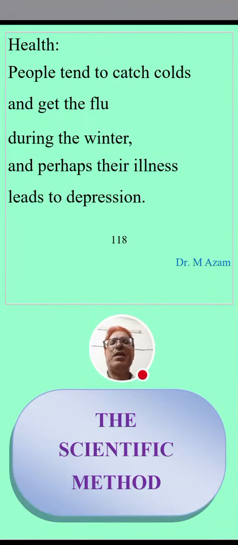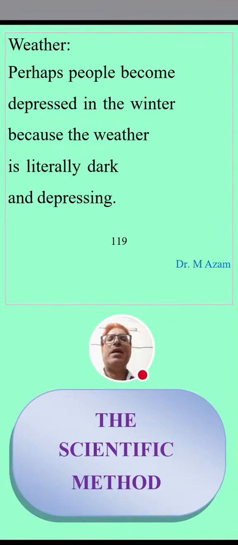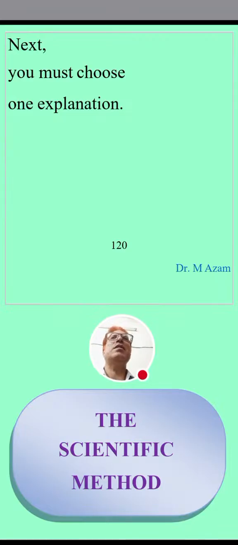The first variable is health, and the health explanation. People tend to catch colds and get the flu during the winter, and perhaps their illness leads to depression. So maybe it is their illness that leads to gloomy mood, bad mood, or depression. Maybe it is not winter itself. The second is the weather explanation. Perhaps people become depressed in the winter because the weather is literally dark and depressing. So maybe there is little sunlight. So darkness causes the depression, not winter itself.